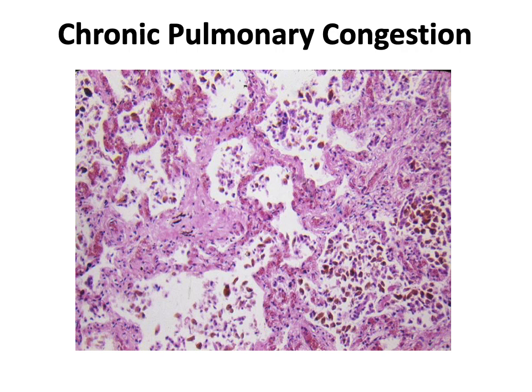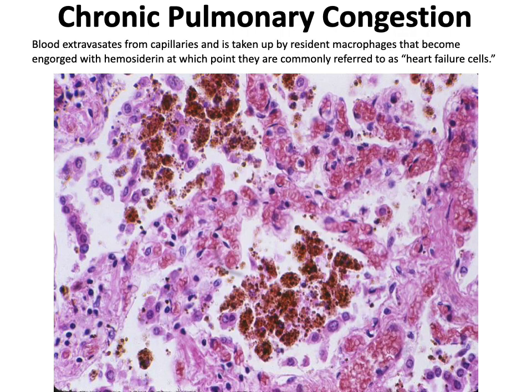Okay, so because blood stays in that part of the circulation for a longer period of time, hemoglobin is going to be broken down. Now, some of these hemosiderin molecules are eaten up by macrophages. Okay, and they become filled with hemosiderin. These macrophages that gobble up hemosiderin are known as heart failure cells. Okay?